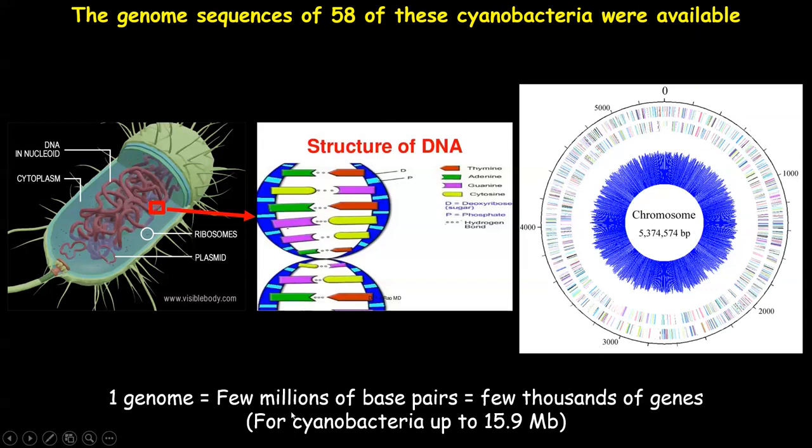So just for the order of magnitudes, one genome in one bacterium is usually about a few millions of nucleotides, and that also means a few thousands of genes. One gene, order of magnitude, is 1,000 nucleotides. For cyanobacteria, the size of the genomes varies. It can be up to 16 million nucleotides, and it can be down to a million. Okay, so that's for the genomes.